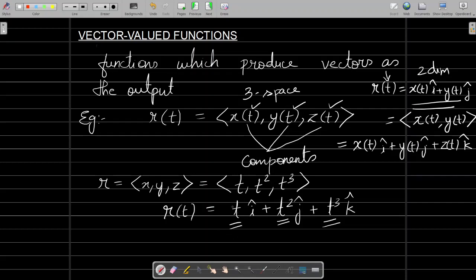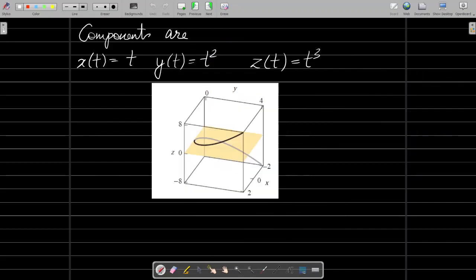Here t, t square and t cube are its components. So x of t is t, y of t is t square, z of t is t cube. These are called the components of this vector valued function. Now the figure that you see here is the graph of the vector valued function that we have just described, that is t i plus t square j plus t cube k.